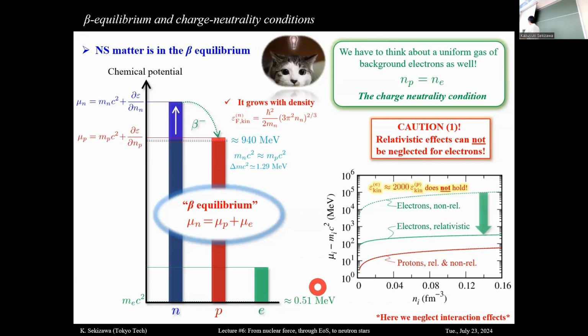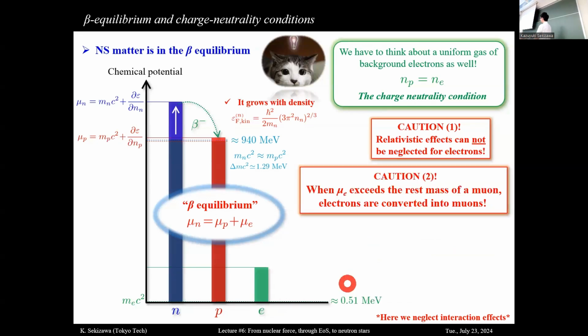And on the other hand, here I plot the comparison between protons' chemical potential and the relativistic one and non-relativistic one. So in case of nucleons, the relativistic effect is very small. We can neglect it. It is due to the fact that we have much larger mass as compared to electrons. So this is just to remind you the importance of relativistic effect for electron gas.